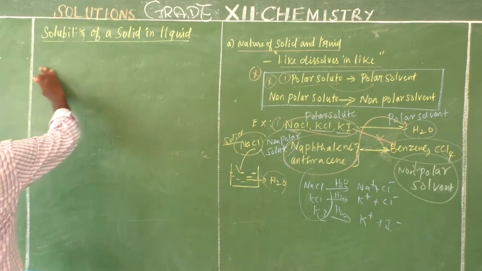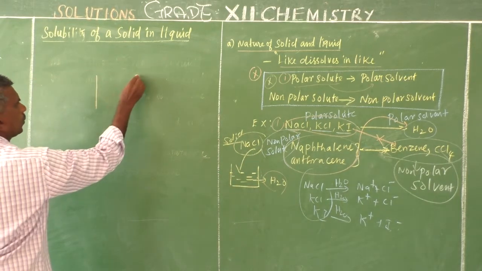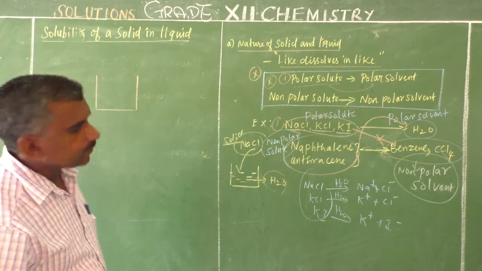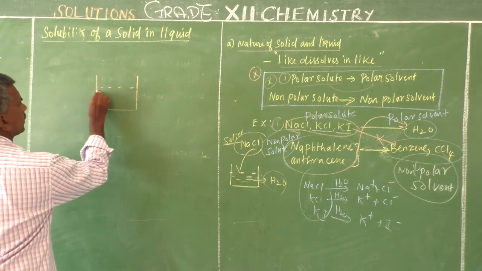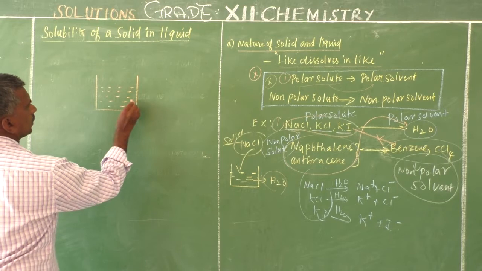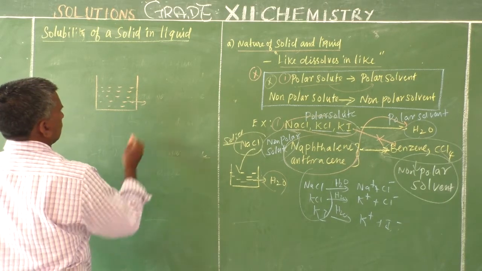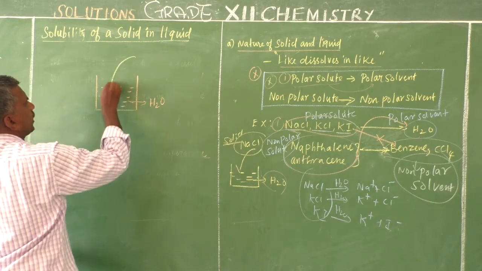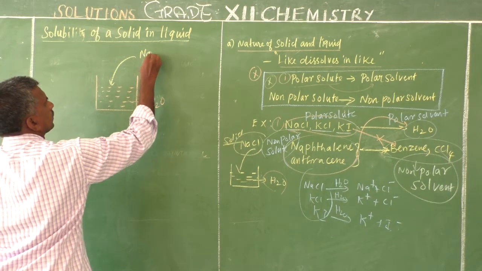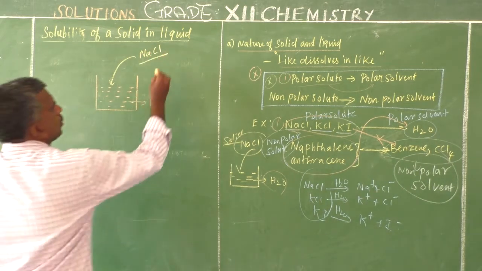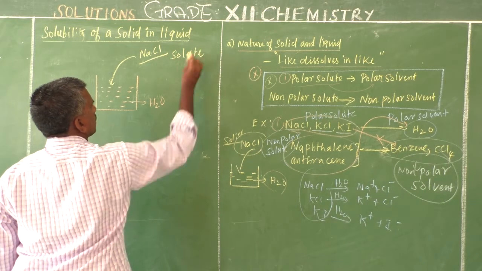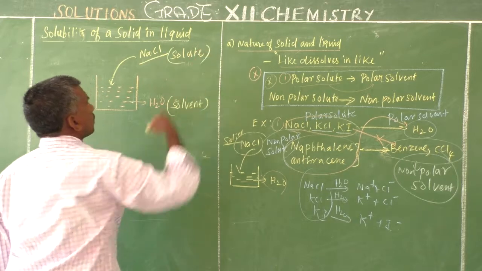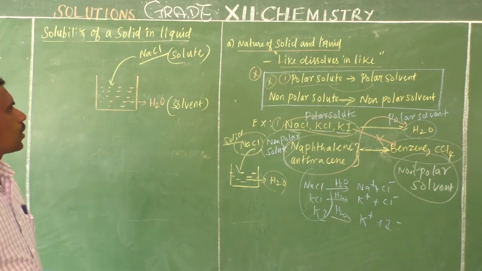Now consider this. You take one beaker and fill it with water. Now you add sodium chloride. Sodium chloride is the solute and water is the solvent.